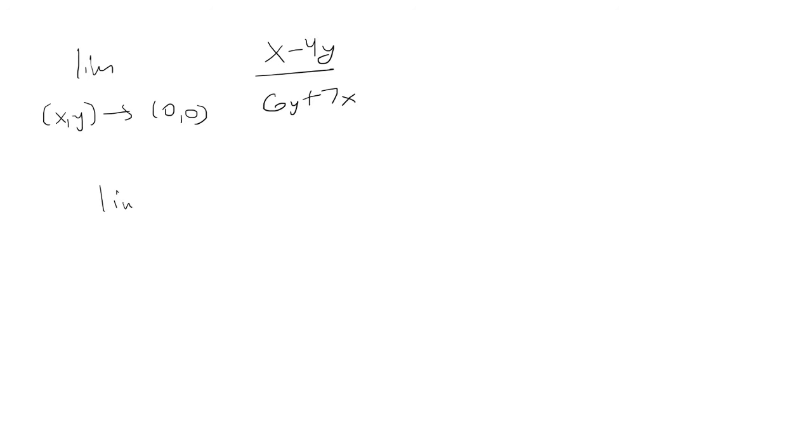Let's find the limit as x and y approach 0, 0 of x minus 4y over 6y plus 7x. Okay, for this we're going to approach 0 from x and y. So let's say x approaches 0. So we'll have 0 for x and then we'll have y. And so for every x we're going to substitute it with 0. So it'll be negative 4y over 6y, and that simplifies to negative 2 over 3.